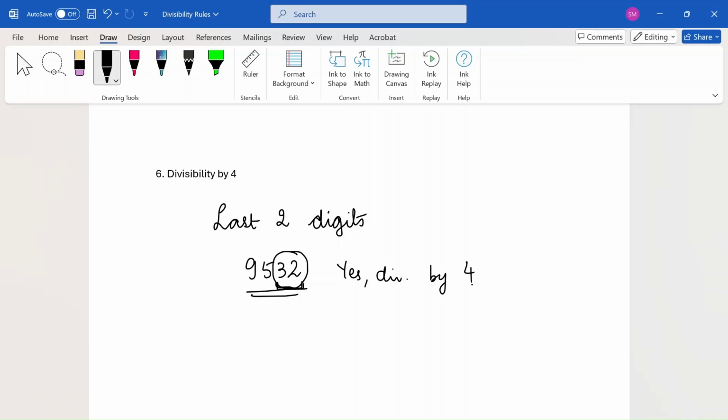Okay, let's take one more example. Let's take numbers 212, 312, 412, 512. As you can see, all of these end with the last two digits 12. So all these numbers are divisible by 4.